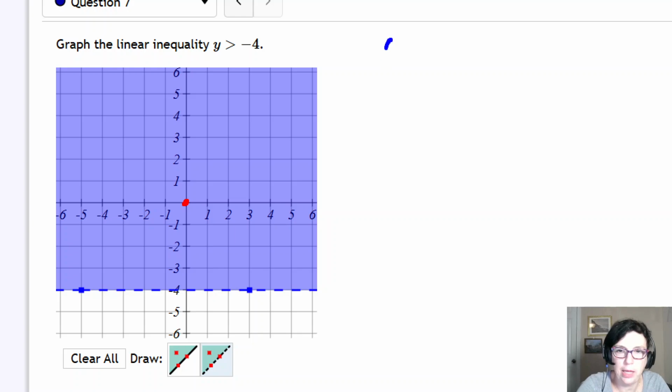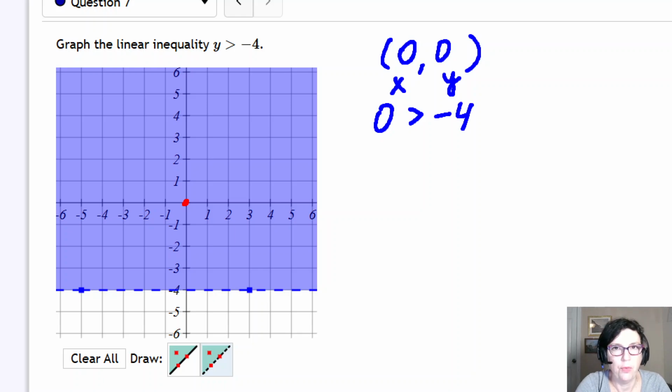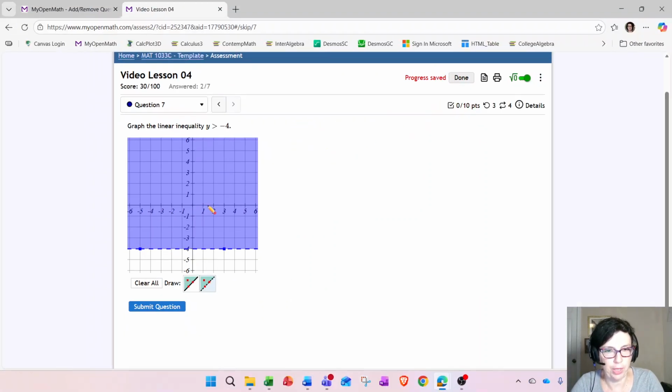Okay, so let's take 0, 0. And let's plug that into our inequality. Notice how it doesn't even have an x, it only has a y. So y equals 0. Is that greater than -4? Well, yes, 0 is greater than -4. So that means I'm going to shade the portion that has that red point as part of it. So that's this. I just have to place a point there somewhere.